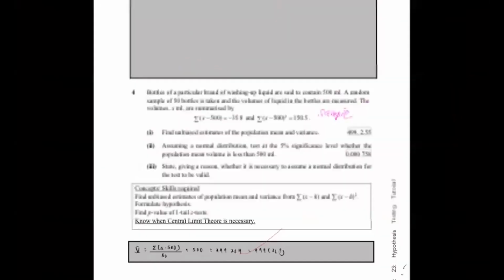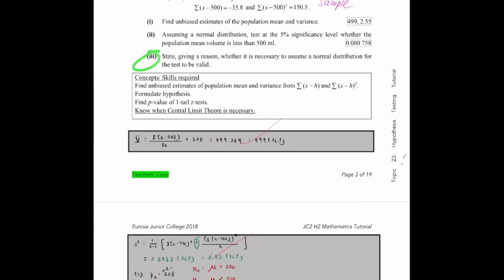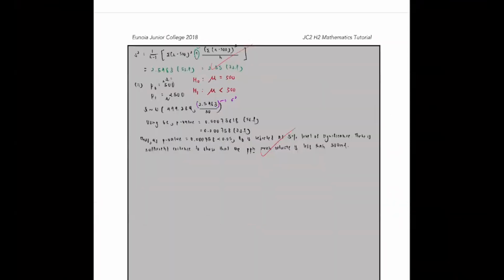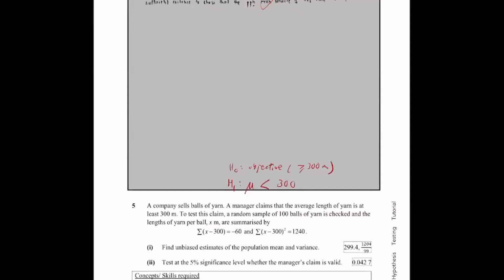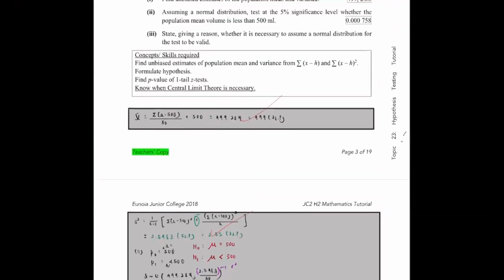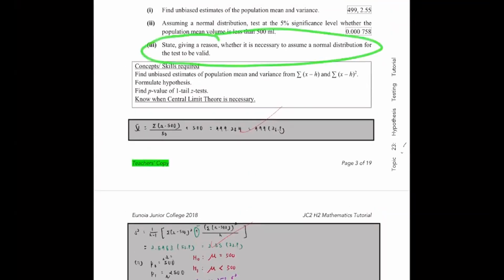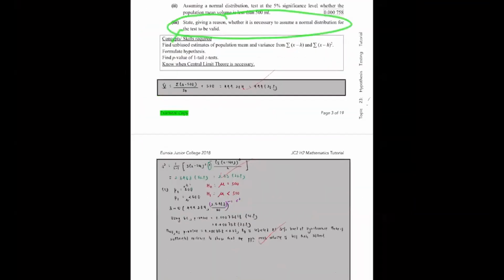What did they ask? It's the same thing all the time. Then part 3, giving a reason whether it's necessary to assume normal. Oh wait, did we go through this already? I realized you didn't. Oh, no, we haven't gone through this part. You didn't answer part 3, is it? This is a different question, I think. But it's a no, huh? Maybe the questions looked very similar, then you got confused. No need.